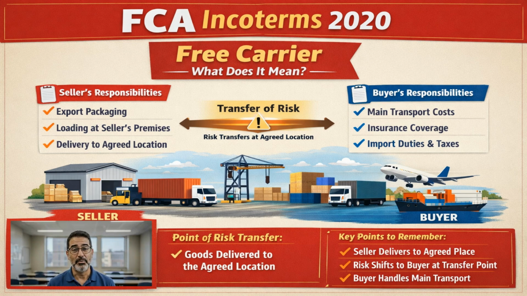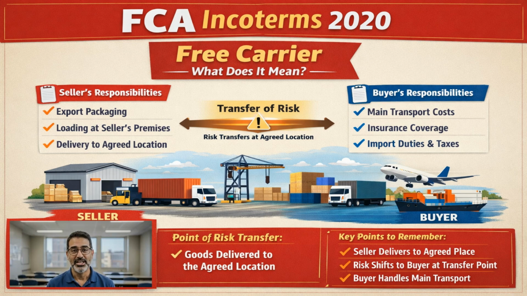Alright, let's start simple. FCA basically means the seller hands over the goods to a carrier chosen by the buyer, at a place both sides agree on. That's it. No drama. No complications. The key idea is: 1. The buyer chooses the carrier. 2. The seller delivers the goods to that carrier. 3. Once the carrier takes the goods, the risk moves to the buyer. Think of it like, I'll bring the goods to your truck. After that, it's your problem.